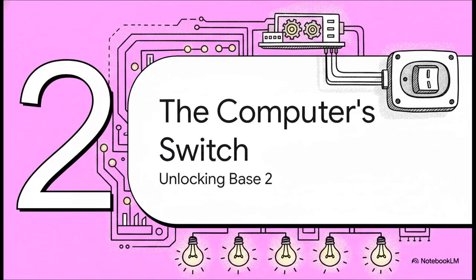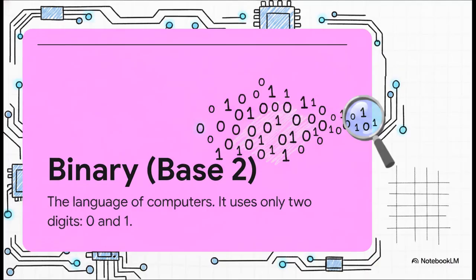Okay, and now for the main event. Let's peek inside the machine and learn its native language. And you might be surprised to find out it all boils down to something as simple as a light switch. This, my friends, is binary, also known as base 2. Now, if base 10 has 10 digits, what do you think base 2 has? Yep, just 2, the famous 0 and 1.